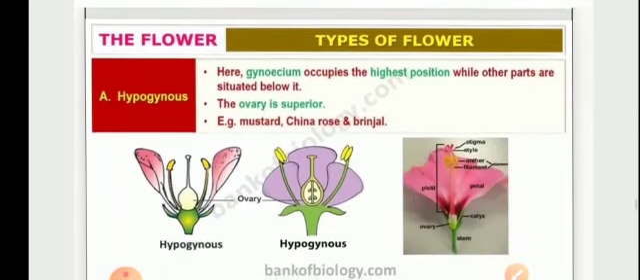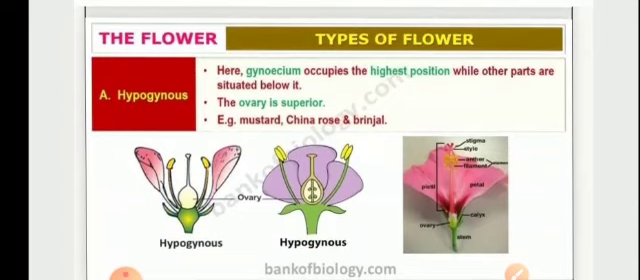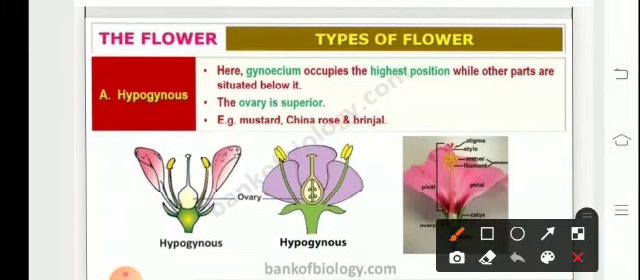Now, when we talk about the hypogynous flowers, here the gynoecium occupies the highest position, or we can say that the ovary is superior. That means the ovary is at a superior position or the highest position, and below it are situated the other whorls, as we can see in the diagram. The androecium, the petals and the sepals are below the ovary. This kind of arrangement is observed in mustard, China rose and brinjal, where the ovary is superior.